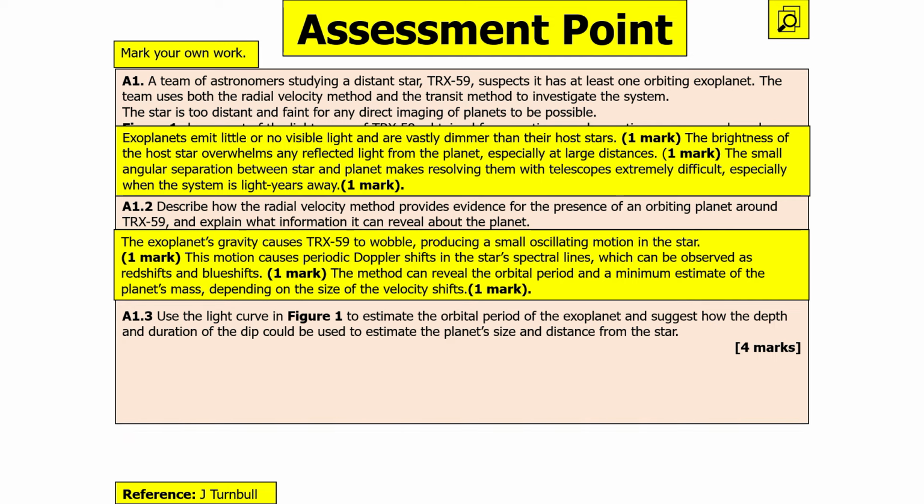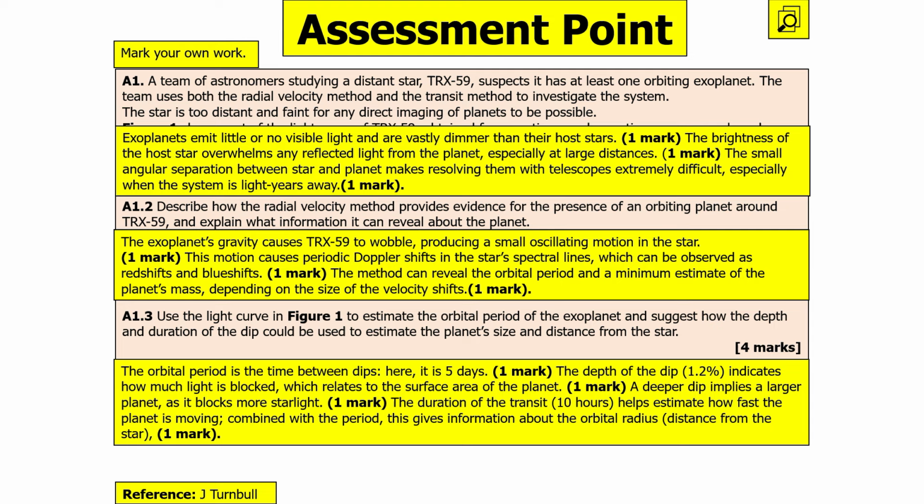This motion causes periodic Doppler shifts in the star's spectral lines, which can be observed as redshift and blue shift. The method can reveal the orbital period and the minimum estimate of the planet's mass, depending on the size of the velocity shifts. The orbital period is the time between dips. Here it is 5 days.